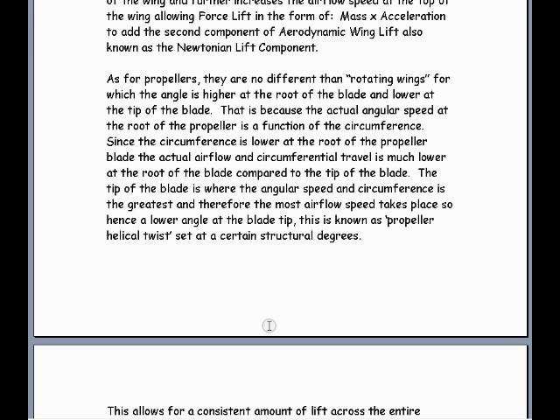As for propellers, they are no different than rotating wings, for which the angle is higher at the root of the blade and lower at the tip of the blade. That is because the actual angular speed at the root of the propeller is a function of the circumference. Since the circumference is lower at the root of the propeller blade, the actual airflow and circumferential travel is much lower at the root of the blade compared to the tip of the blade. The tip of the blade is where the angular speed and circumference is the greatest, and therefore the most airflow speed takes place, so hence a lower angle at the blade tip. This is known as propeller helical twist, set at a certain structural degree.